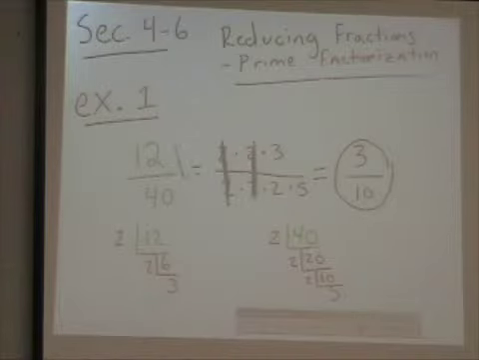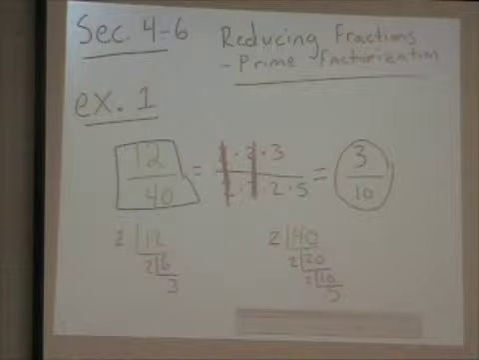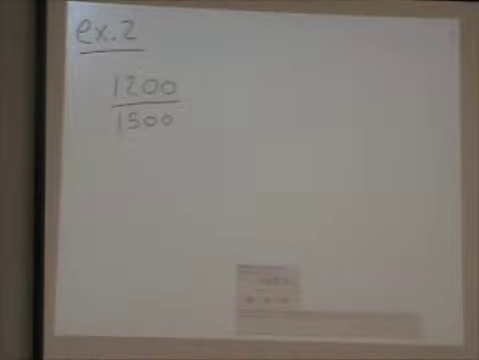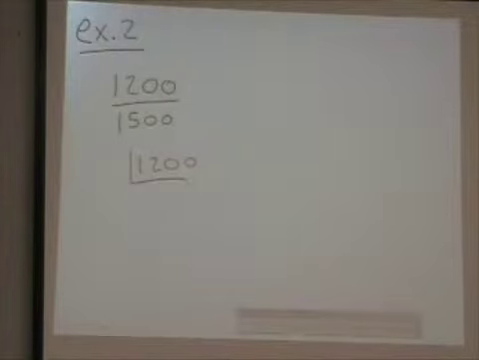So here's your fraction that you started with. Here's your reduced fraction, and the way you solved it was to use prime factorization. Alright, our second example gives us 1,200 divided by 1,500. So we've got to get our prime factorization of each number. 1,200, do your factor tree, y'all go ahead and start it. 1,500, do a factor tree of it.